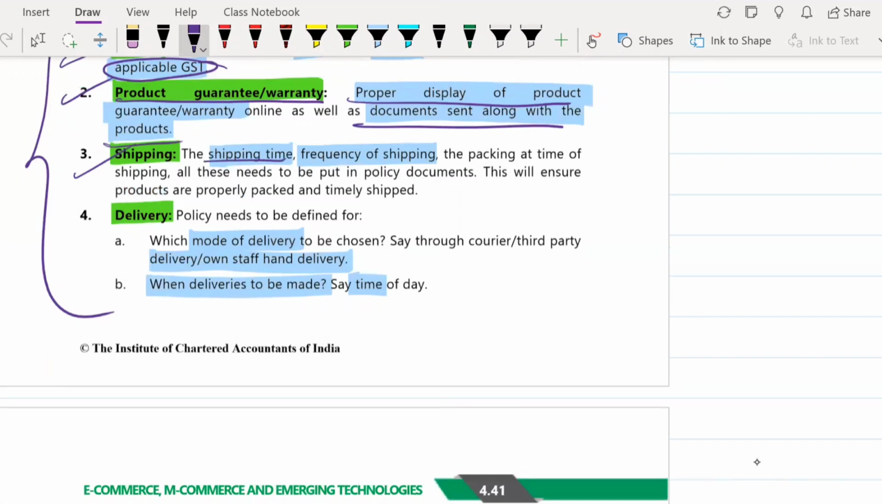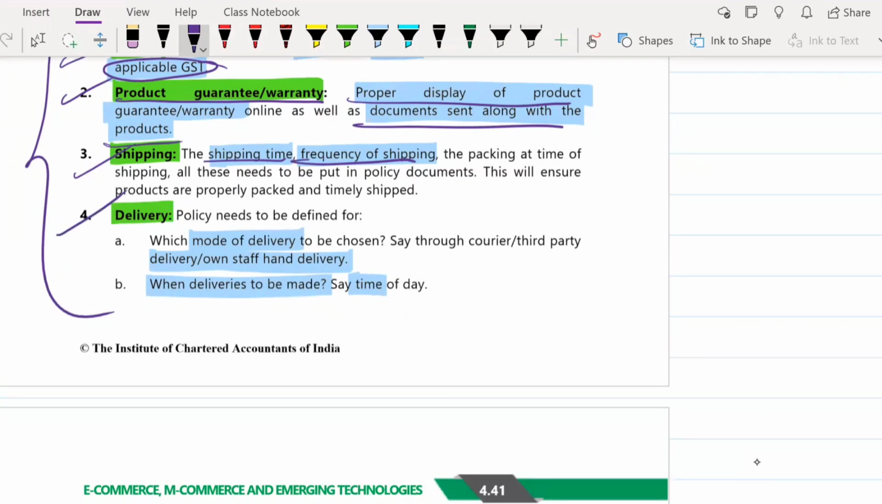be given. That, usually if Amazon is working, they will have a policy that the goods must be delivered within 1 week or delivered within 10 days maximum. So like that, you must also have a policy related to shipping time and the frequency of shipping. That is, in 1 day, how many orders are going to be shipped. Okay.